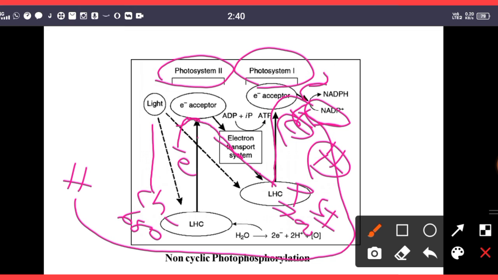In the same way, while the electrons are moving here, ADP is converted into ATP. So in non-cyclic photophosphorylation, both are forming: NADPH is forming and ATP is forming. This is the result of non-cyclic photophosphorylation, in which both photosystems participate.